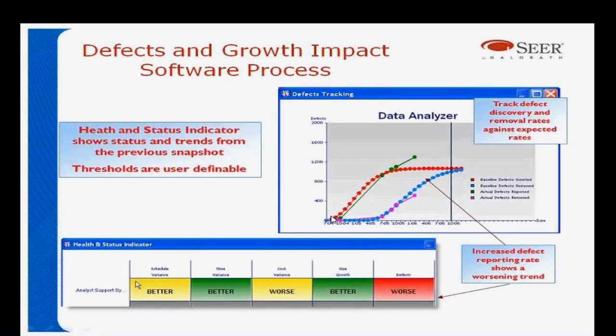Here we can see Seer's estimate of the defects. The red line represents the estimated number of defects to be inserted in the system. The blue line estimates the defect removal rates. Now the green line represents the actual, so we actually had more defects than were estimated, and that little purple magenta line represents defect repair. So here we repaired fewer than the blue line, and we found more than the green line. This project's probably in big trouble.